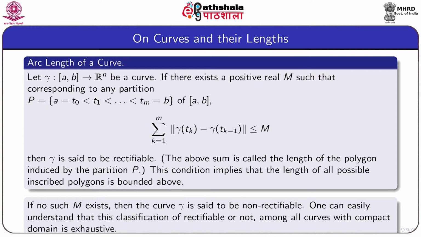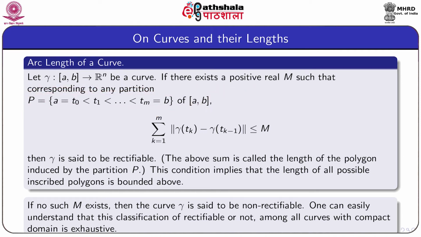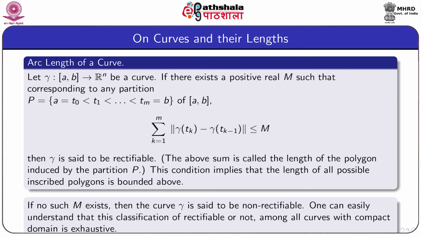Arc length of a curve. Let gamma from a bounded closed interval [a,b] to R^n be a curve. If there exists a positive real number M such that corresponding to any partition P given by a = t0 < t1 < ... < tm = b of the interval [a,b], we have the summation from k equal to 1 to m of norm of gamma(tk) minus gamma(tk-1) less than or equal to M, then gamma is said to be rectifiable.